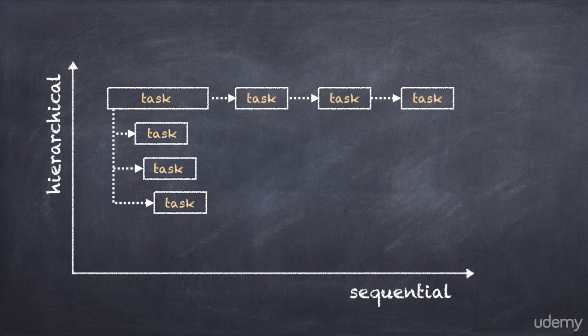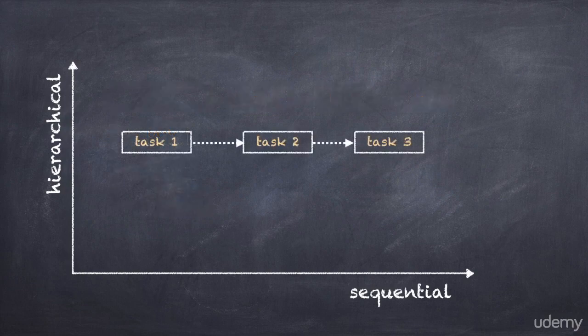In this lecture, we are going to look at the second dimension, task continuations. You can visualize task continuations like this. In this diagram, I have 3 tasks, and each subsequent task is going to run when the previous task completes. The 3 tasks run sequentially, one after another.